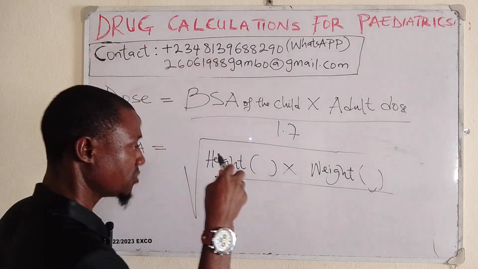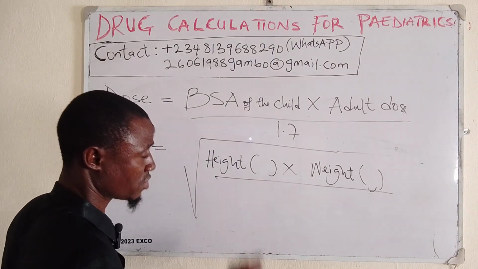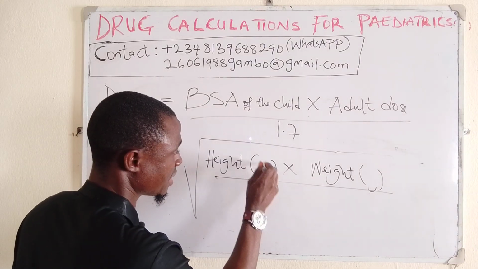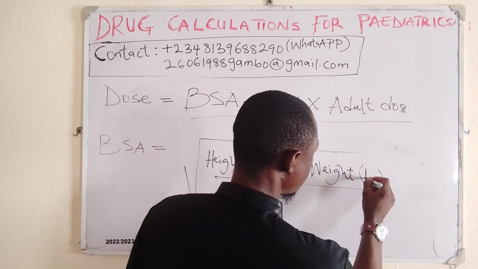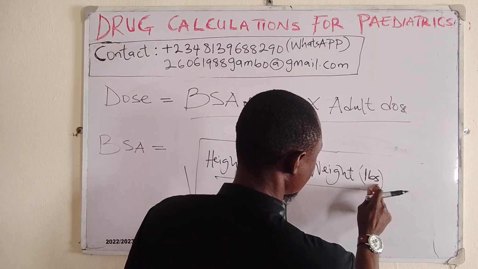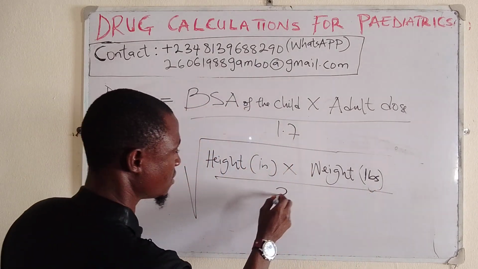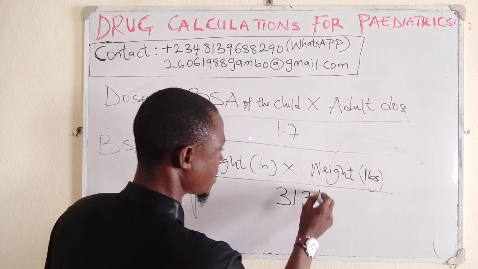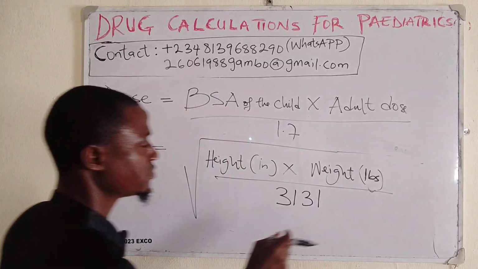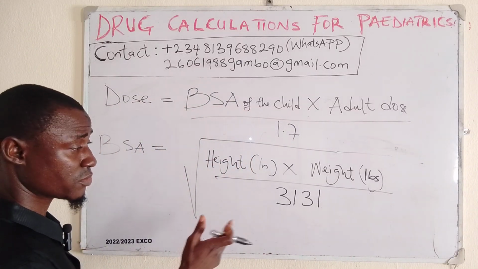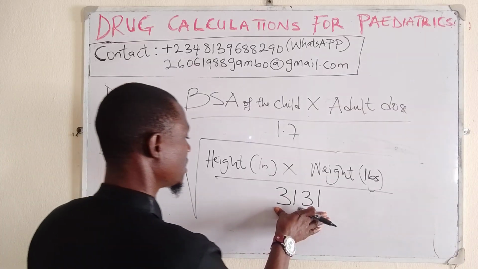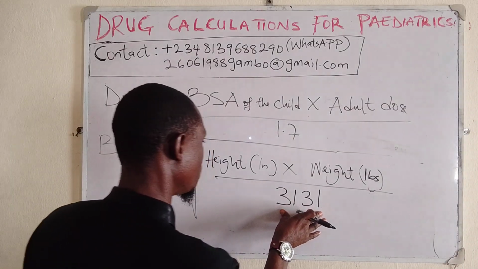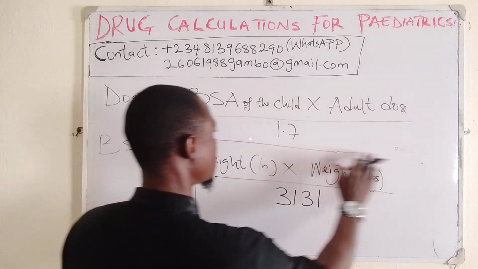That is to say, the height of the patient is taken into consideration, but this time around the height is in inches and the weight of the patient is in pounds. Then the denominator here is 3131, which is quite different from what we have for the first Mosteller equation, where we have 3,600 as the denominator. All of this is still squared.